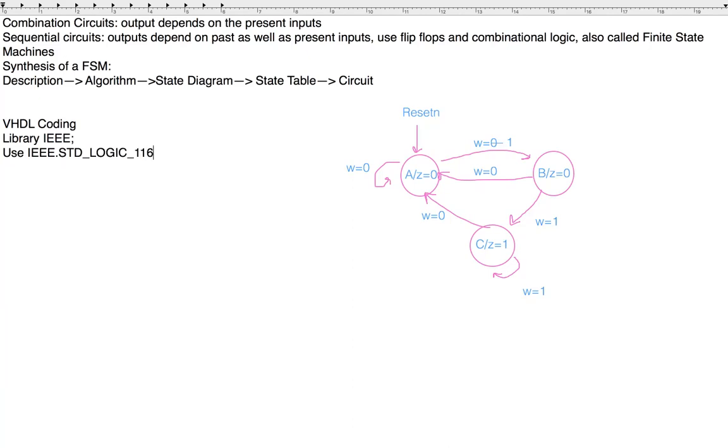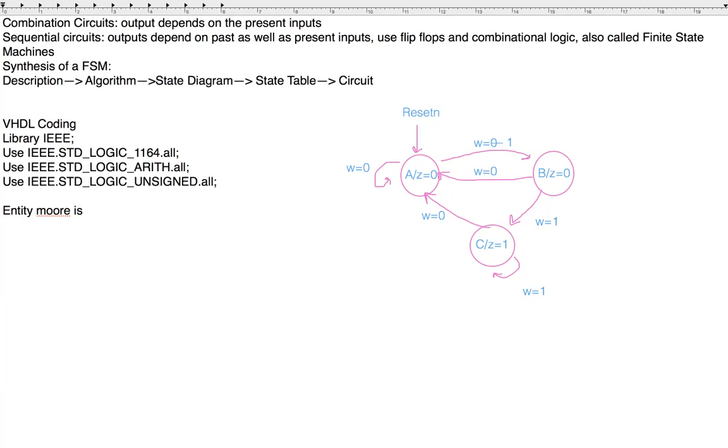Library IEEE, use IEEE dot std_logic_1164 dot all. Next one is use IEEE dot std_logic_arith dot all. Then use IEEE dot std_logic_unsigned dot all. Okay, entity. For this one, I'm going to just call it Moore. Entity Moore is.